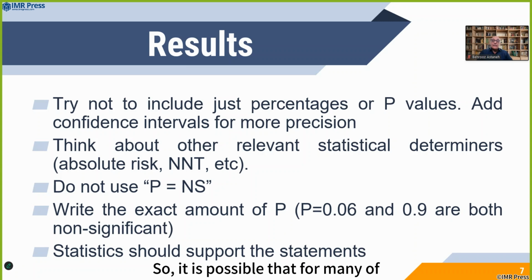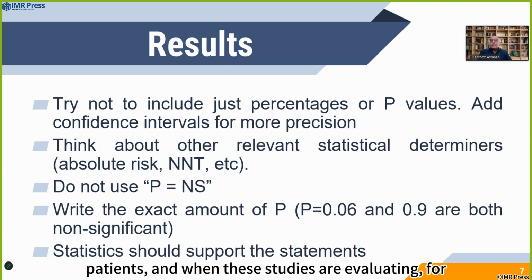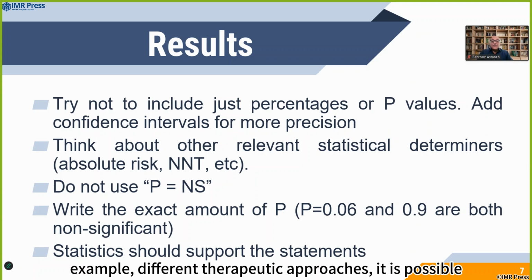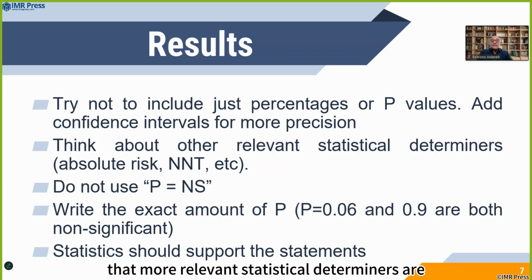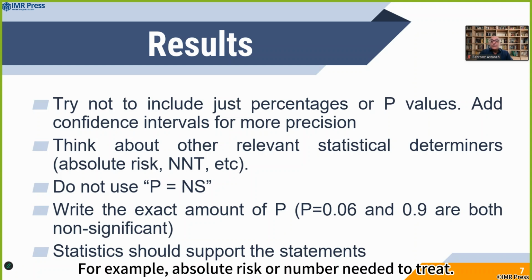So it is possible that for many of the studies that are related to treatment of patients, and when these studies are evaluating, for example, different therapeutic approaches, more relevant statistical determiners are needed to be reported. For example, absolute risk or number needed to treat.